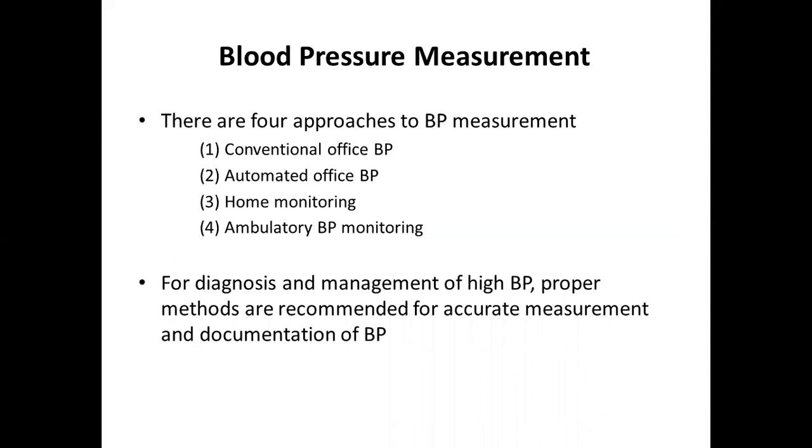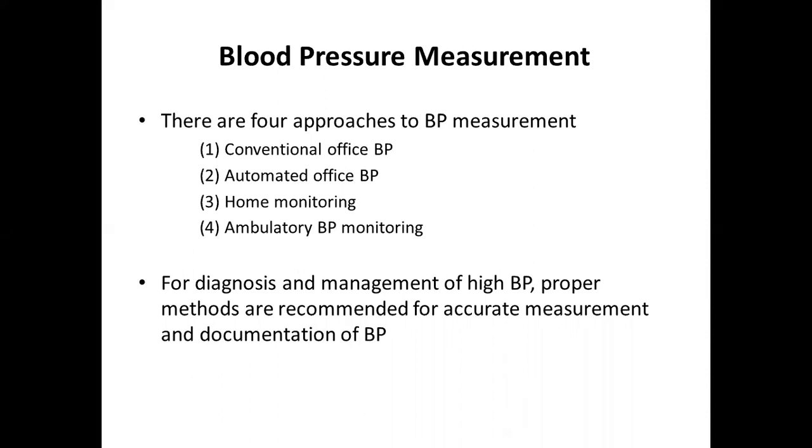So, blood pressure measurement. You all need to know how to measure blood pressure, and there are various approaches to measure it. You can use conventional office BP monitoring using the sphygmomanometer or the mercury manometer. Similarly, automated devices can be used in the office to measure blood pressure. Patients can also measure blood pressure at home using validated BP monitors, or the BP can be measured using an ambulatory BP monitoring system.